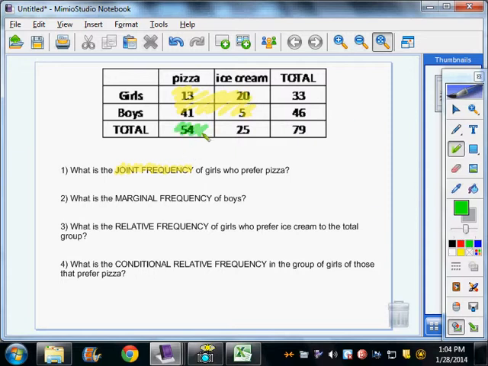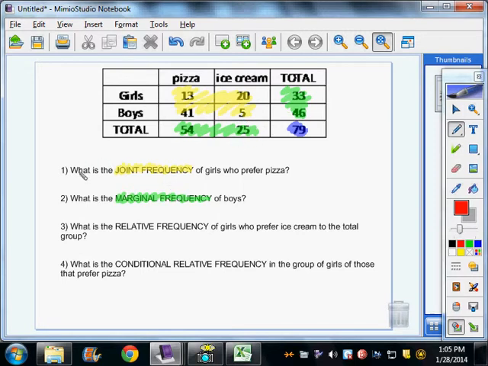Marginal frequency is the margins on the outside. Think about the margins on a paper. So for this, if I said the number of people that prefer pizza, it would be 54. That's the marginal frequency. And then relative frequency is the total of the entire table out of everybody. So in this particular example, there were 79 people whose data is recorded in the two-way table.